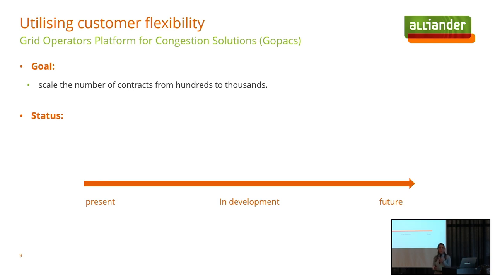These two types of contracts are for different types of congestion problems that we have in our grid. But our goal is to scale this to the number of thousands, not just because we want to, but because we also have the need to do so. And at the moment, I think all the contracts that we have are for congestions that are happening on substation level, high voltage to medium voltage, but that's not the only place where we have problems. Actually, we also have problems in the medium voltage network, and in order to scale, we also want to have products there.